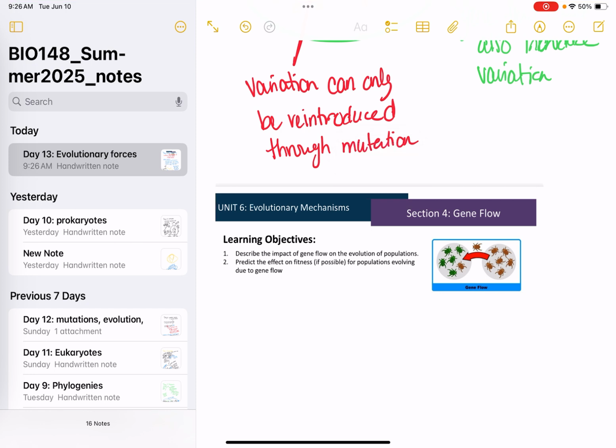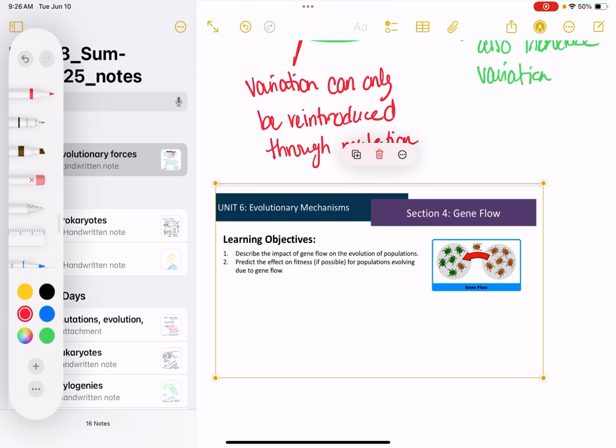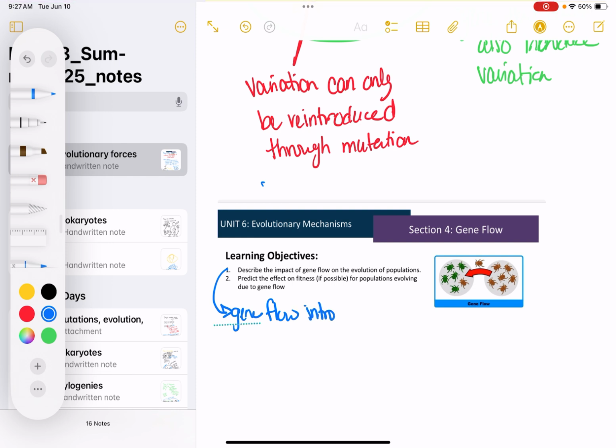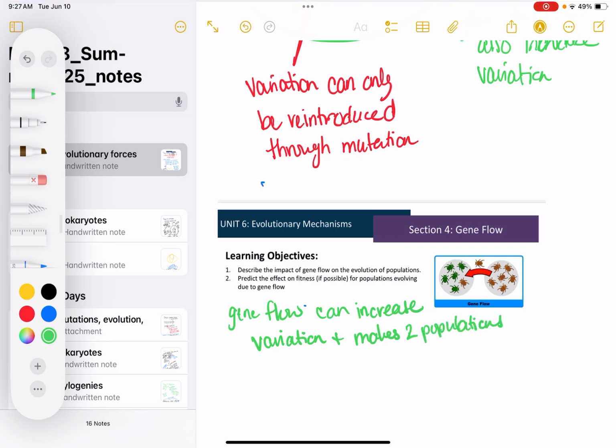So we can do gene flow first. Describe the impact of gene flow on the evolution of populations. Predict the effect of fitness, if possible, for populations evolving due to gene flow. So for this one, when we're thinking about the impact of gene flow, gene flow introduces variation, or can introduce, it doesn't always, it depends. And actually I want this to be green, so let's just get rid of all of this. So gene flow can increase variation, and makes two populations more similar to each other.